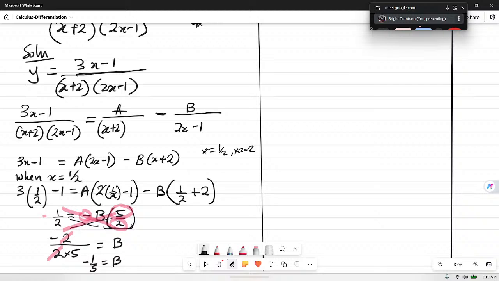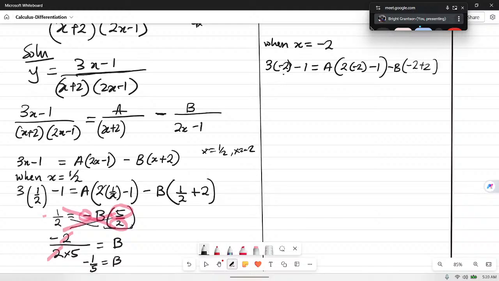Are we okay? Yes. Now the next one, when x is negative 2, what happens? So a is 3 times negative 2 minus 1, is equal to a bracket open 2 times negative 2 minus 1, minus b bracket open negative 2 plus 2 bracket close.